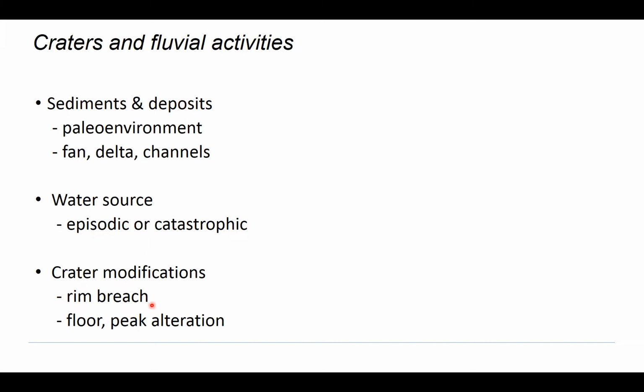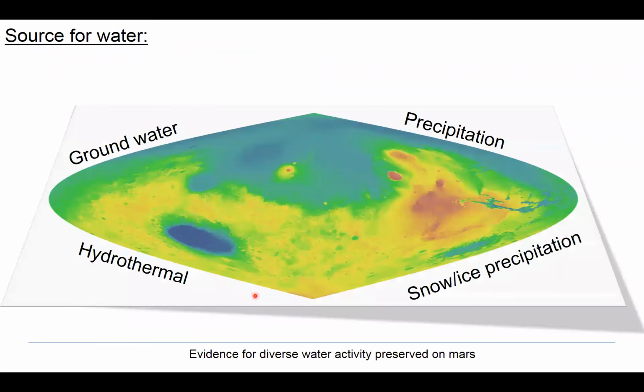It not only modifies the rims, but it heavily modifies the floor, because the floor hosts some of these fan or delta deposits. That means along with the floor, the peak which is present on the surface also gets altered due to this modification. So I'll be showing examples for all of these.